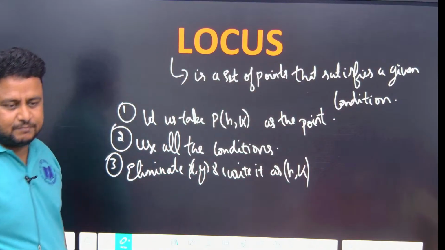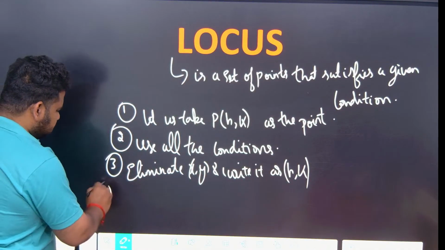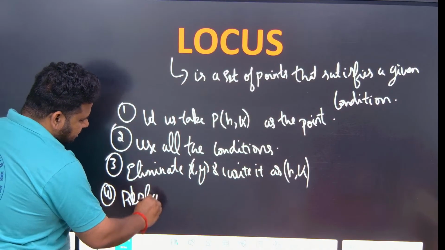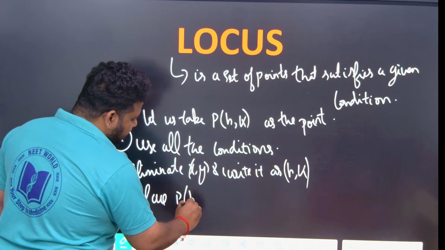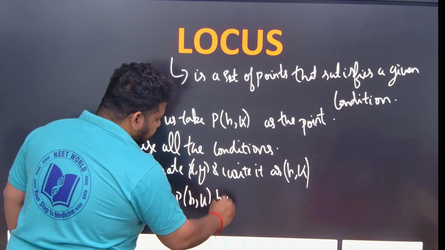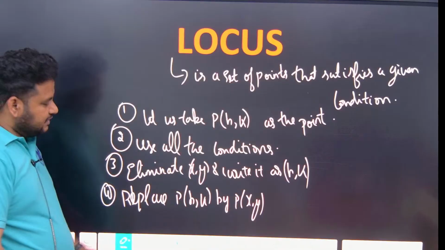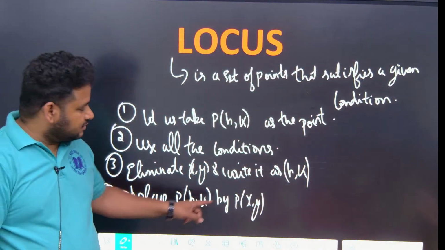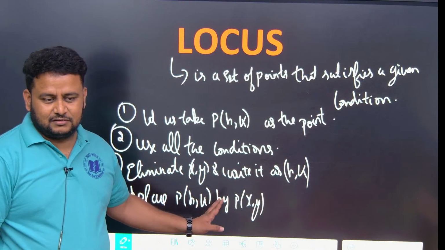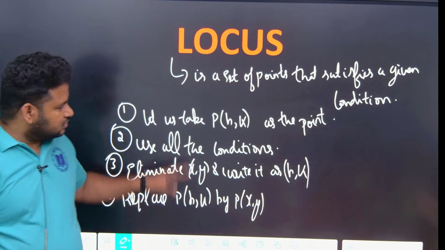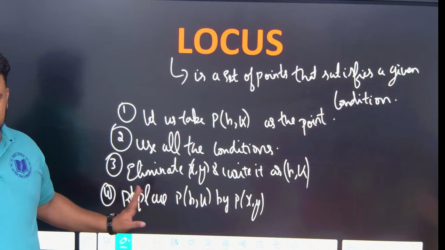After writing, you will simplify. The last step is to replace P(h, k) by P(x, y). Why do you do this? Because the answer will not be in the form of h, k. The answer will be in the form of x, y itself. If you didn't understand, no need to worry. When we solve the question, you will understand.